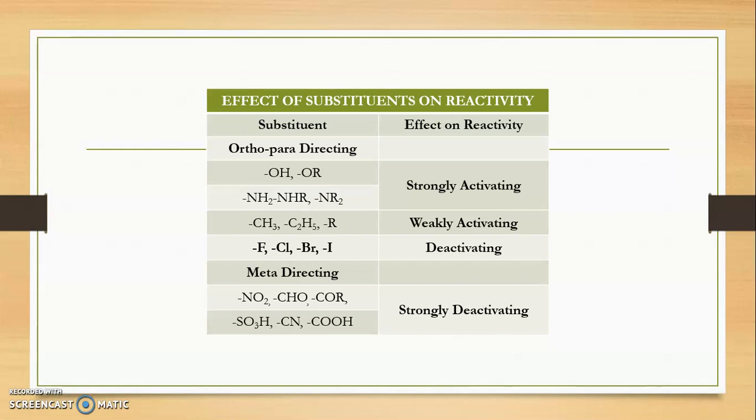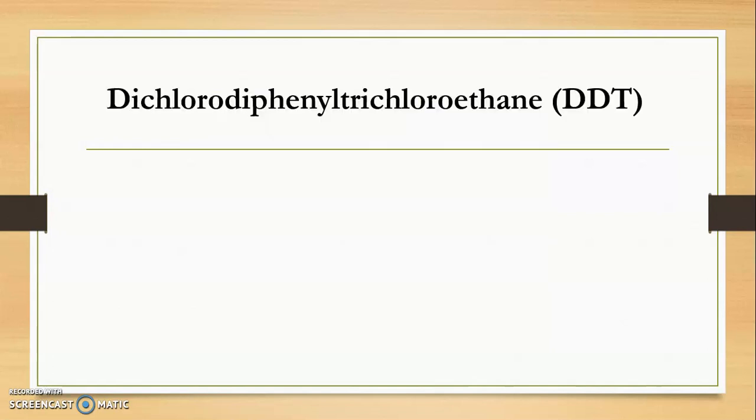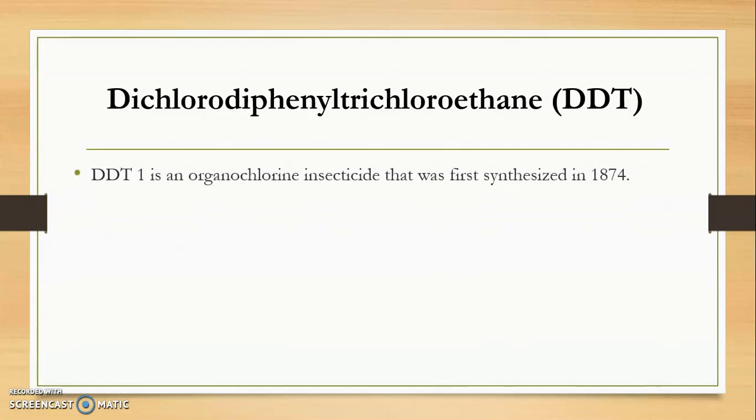So this is about the reactivity of monosubstituted benzene towards the electrophilic substitution reaction, as well as the different directive effects that are observed in the benzene ring. After this, we will see different examples of compounds, that is dichloro diphenyl trichloroethane, which is commonly known as DDT.